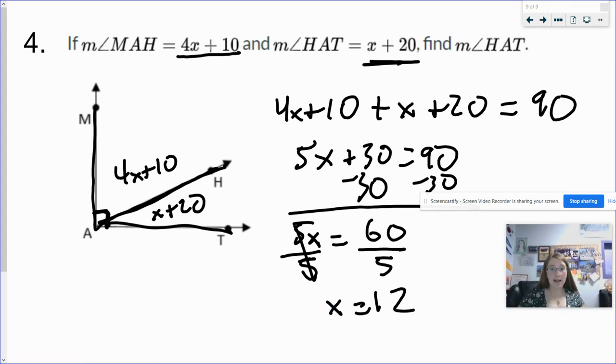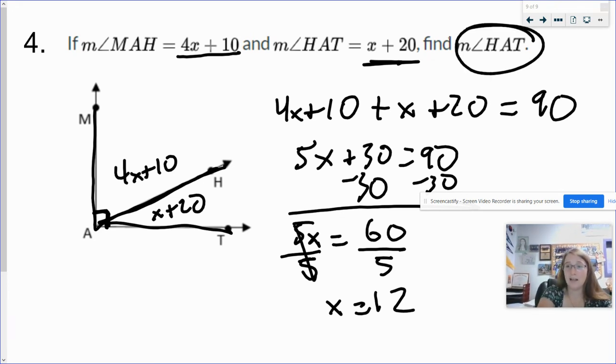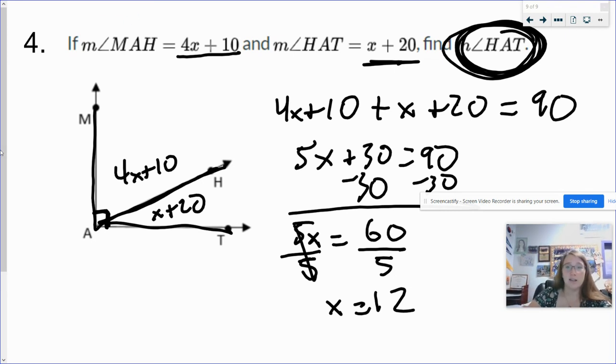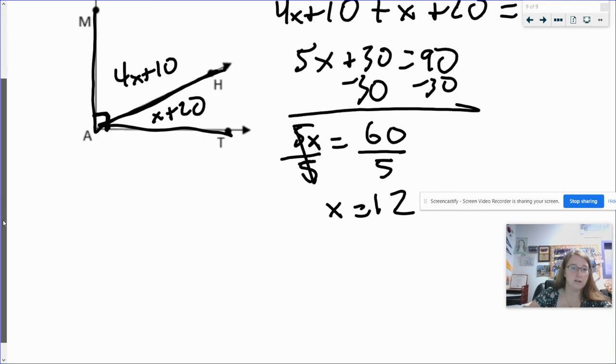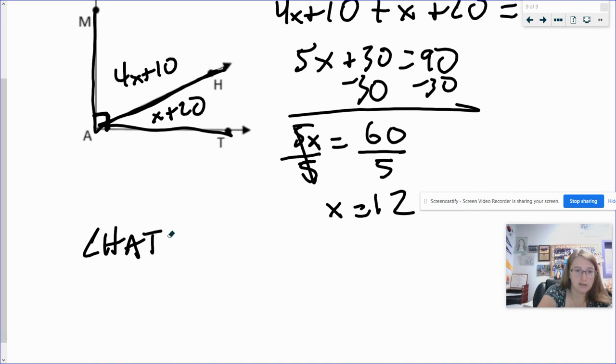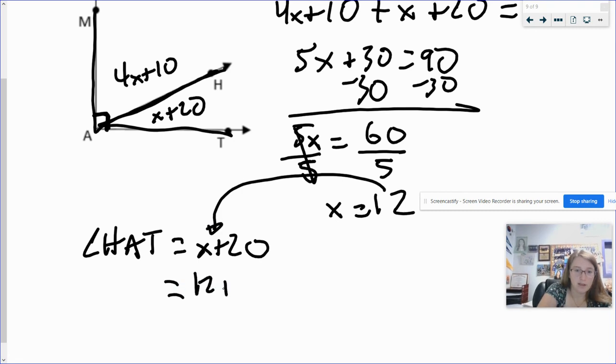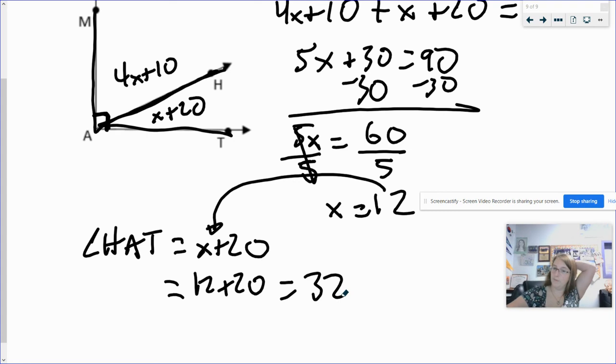Now again, oh my gosh, guys, they're not asking you to just solve for x. We have to go back and plug in to what they want. If they want angle HAT, that's this right here, x plus 20. So here's angle HAT, x plus 20, and my x is 12. That means our answer should have been 32.